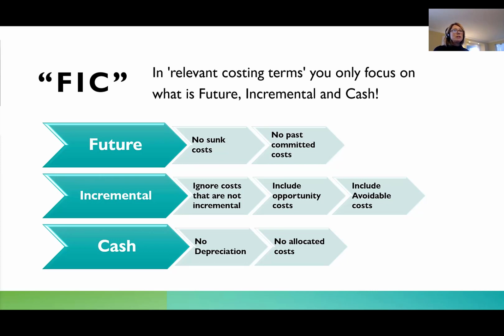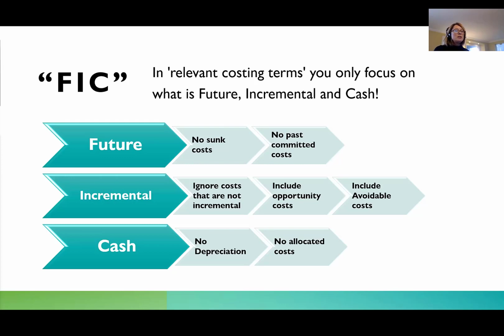No past or committed costs either. So if you're committed to paying something in the future, then again, because you've committed to it in the past, that is no longer relevant because you can't get out of it. So therefore, that is not a future cost because it was committed to in the past.